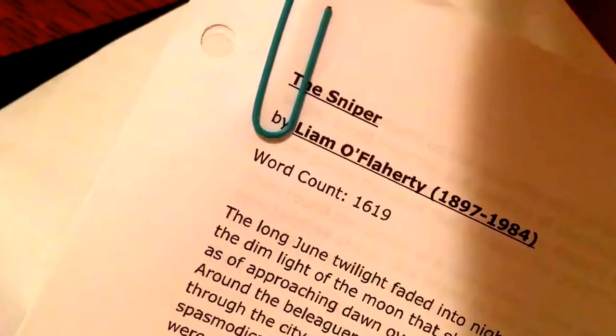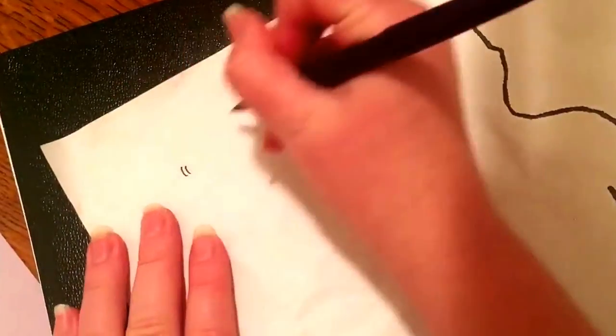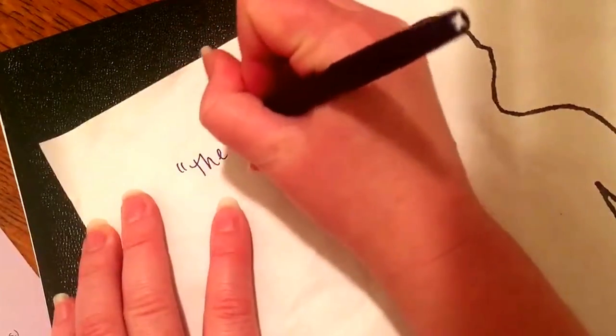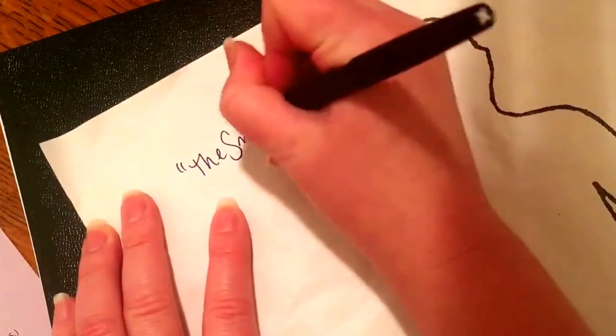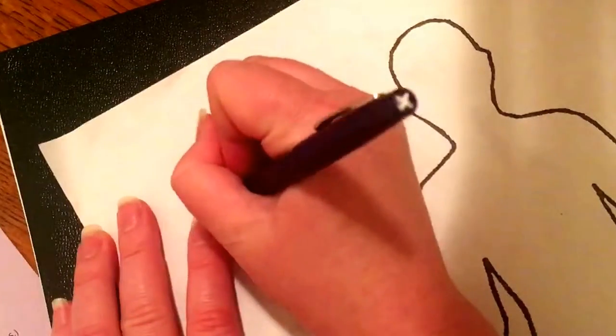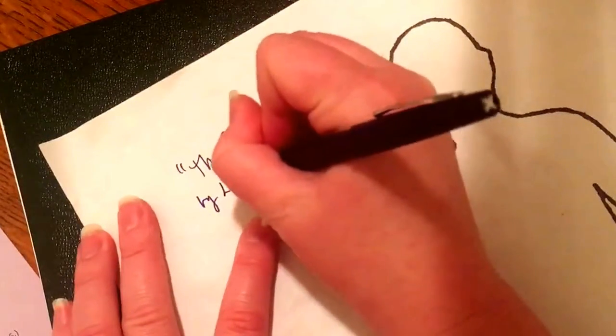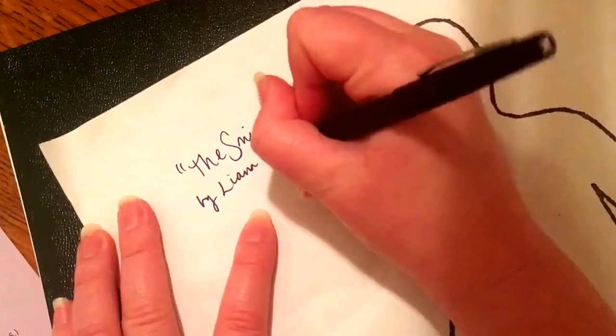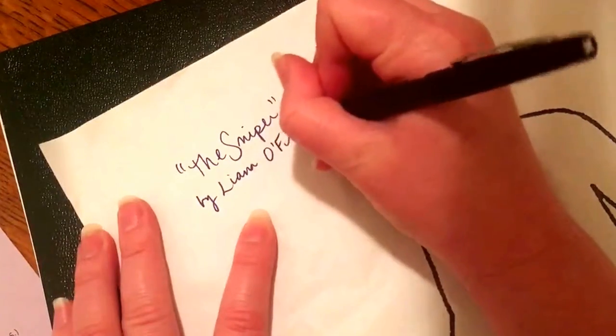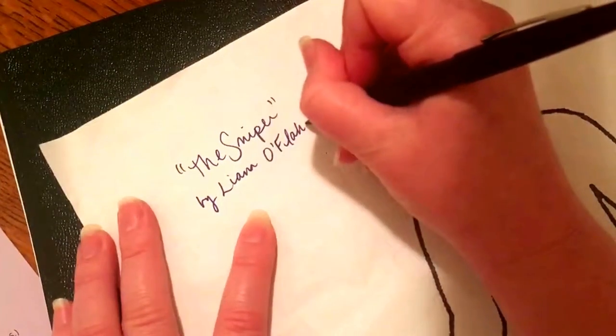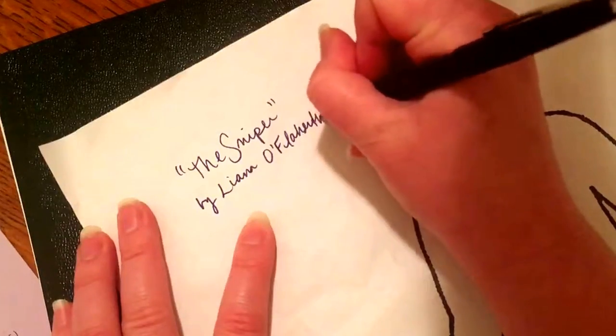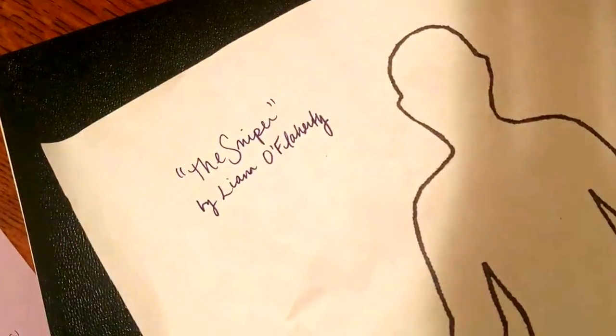I am going to be using The Sniper by Liam O'Flaherty, just because you're doing a different story, so obviously I don't use the same one. I'm going to start by making sure to put the title and author on mine. You should do the same on yours, of course. Make sure you spell the names correctly. You'll see it's taking me a moment because I'm making sure I spell everything right, okay?